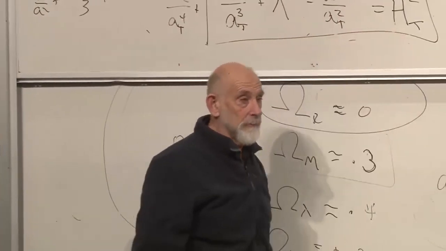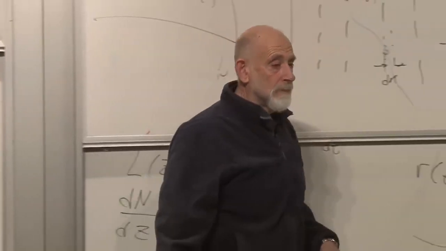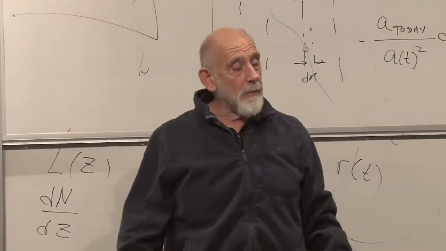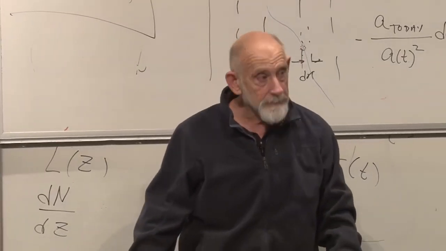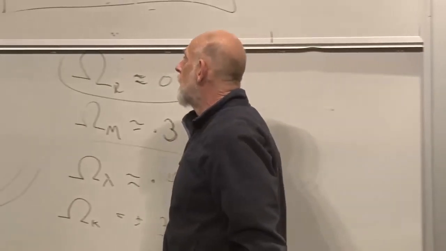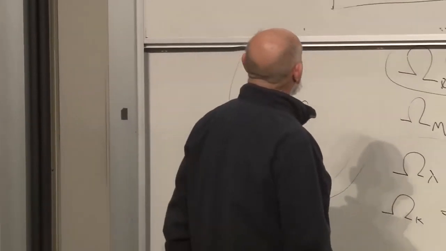So therefore the derivative of omega r is negative. Omega r is decreasing. And omega matter and the other one, what are they doing? Are they increasing? What is the derivative of it, I mean?